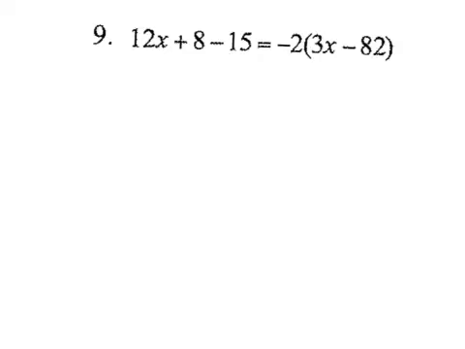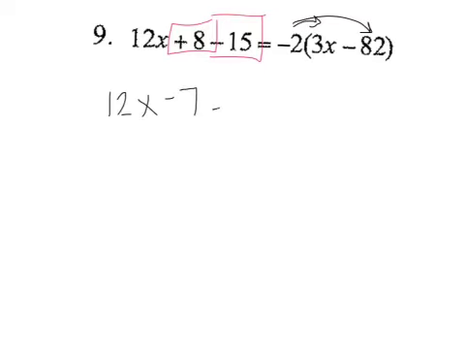Now we've got 9, so we're going to distribute. That's the first thing that we're going to do in every problem. So at the same time on the left-hand side, we have a positive 8 and a negative 15. We're going to combine those so that we take up less space. So we've got 12x minus 7 equals negative 6x plus 164.